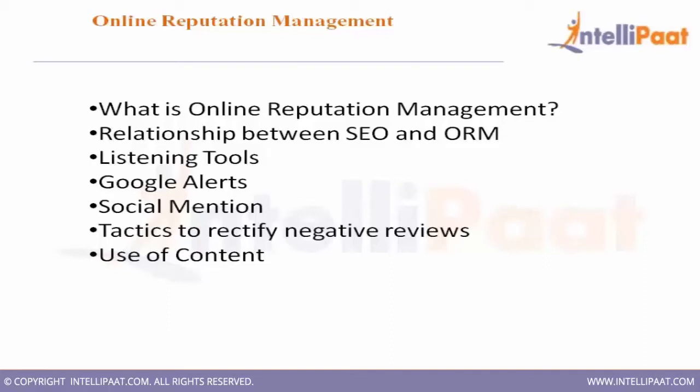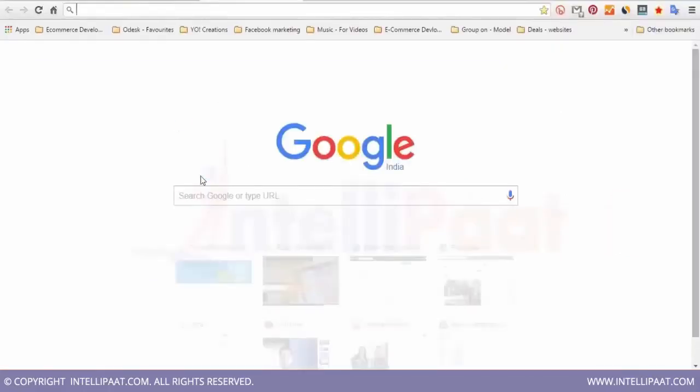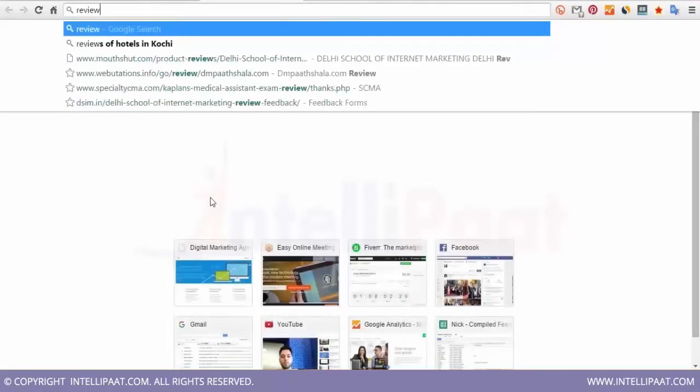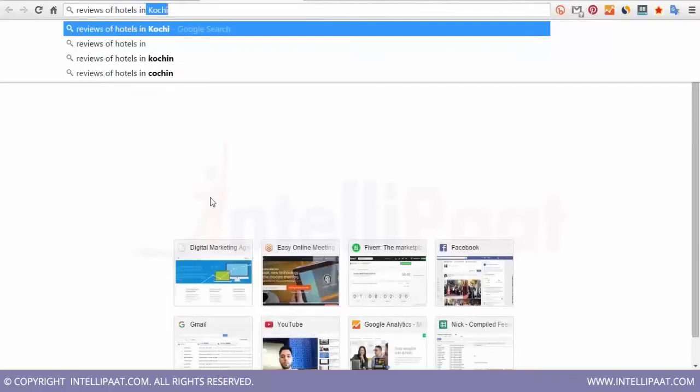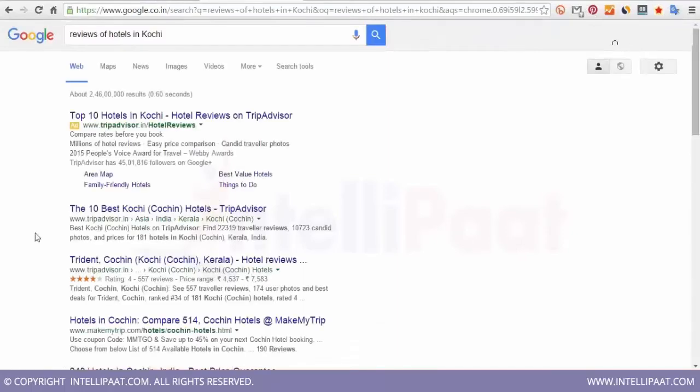So these are four or five tactics, guys, to rectify negative reviews. You cannot do anything more. Another thing, guys, that they realized: this negative review started ranking higher on one of the major keywords, like trip to, reviews of. Let's say if I go on to Google and type that. If somebody typed a keyword like reviews of hotels in Kochi, for that particular hotel, that negative review, despite being overshadowed by 50 positive ones, started coming to the top.